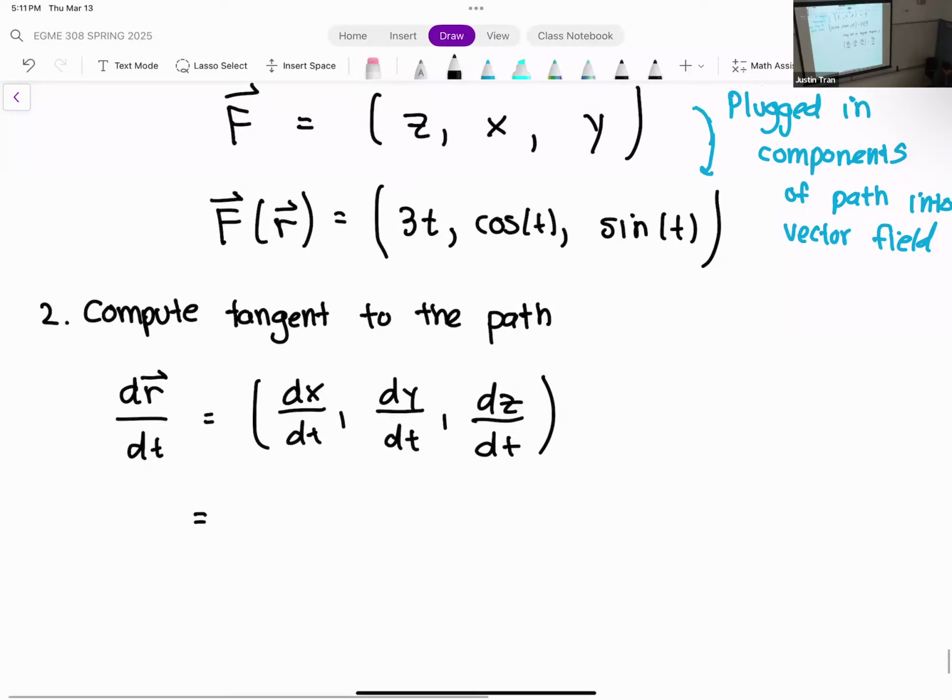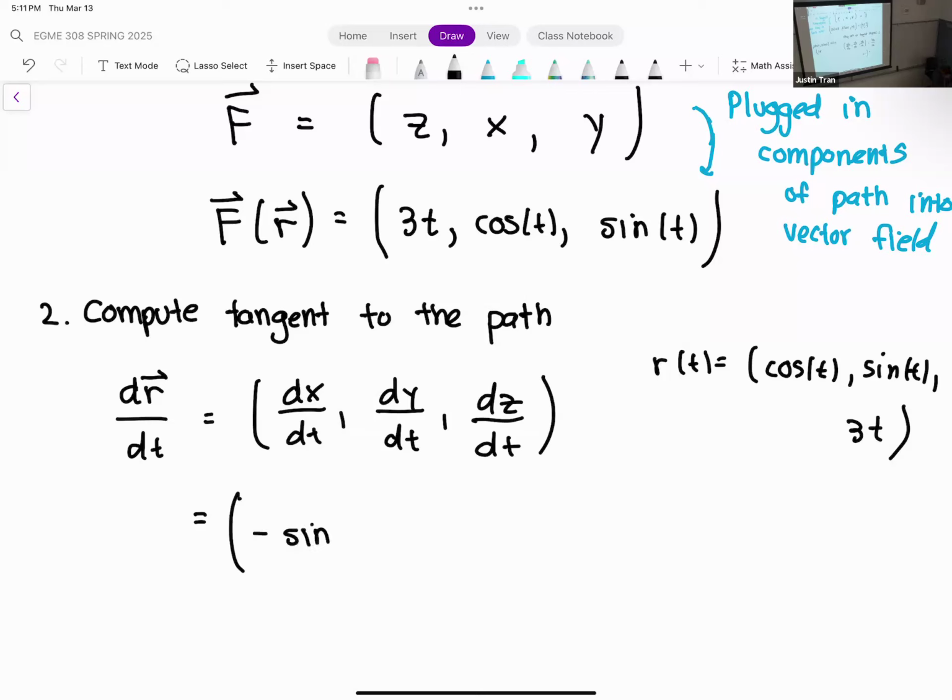So let me write out our path again. So our path r of t is cosine of t, sine of t, and 3t. So we're just simply going to take the derivative of each of those components, and that's going to be our tangent. So first we have dx dt. So dx dt is the derivative of cosine of t. So that's minus sine of t. Then we have the derivative of sine of t, and so that's going to be cosine of t. And then we have the derivative of 3t, which is just 3.